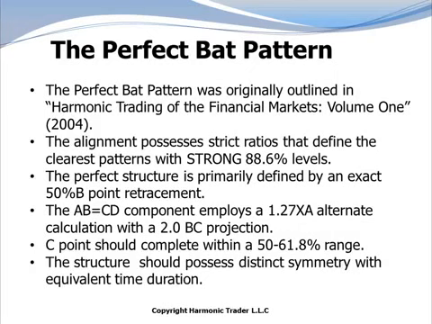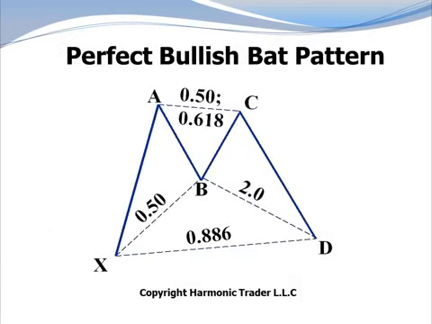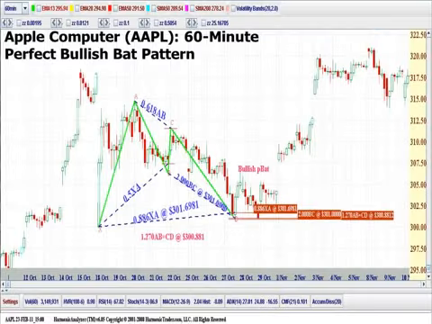The C point, ideally, although not as necessary, should complete within a range between the 0.50 to 0.618 retracement range. Also, the structure should possess distinct symmetry with an equivalent time duration. This illustration of the perfect bullish bat pattern, again, really outlines the ratio alignment. We look for an exact 50% at the B point, a BC extension of a 2.0 that combines with the 0.886 XA retracement and a 1.27 AB equals CD.